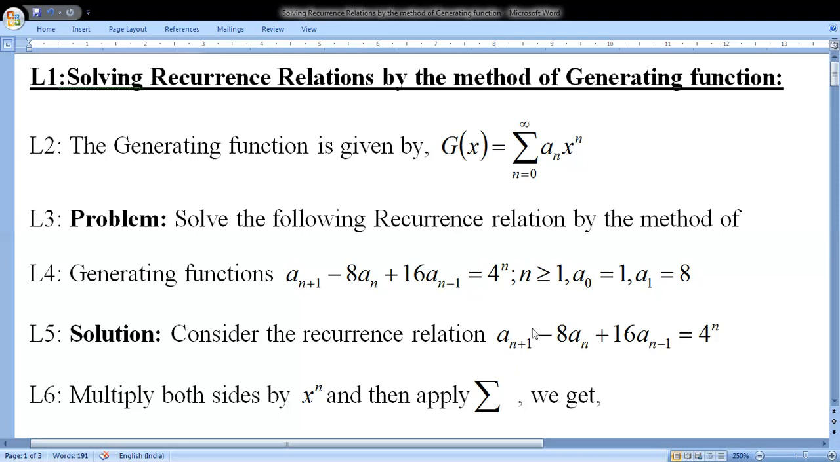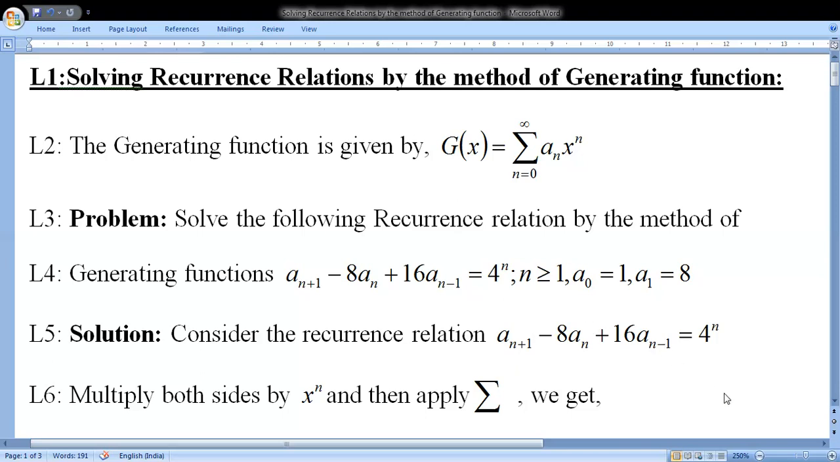a_{n+1} - 8a_n + 16a_{n-1} = 4^n, where n is greater than or equal to 1, a0 = 1, a1 = 8. Since it is a relation between the general term and its preceding terms, it is called a recurrence relation. Now we want to find the solution of this recurrence relation by using generating functions.